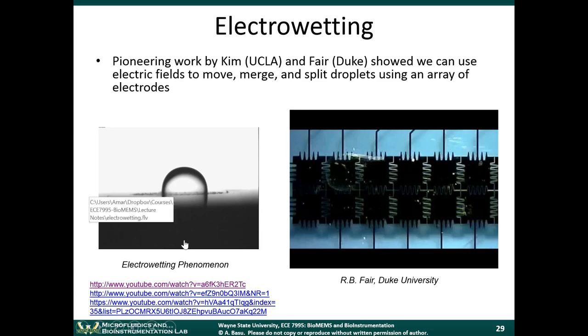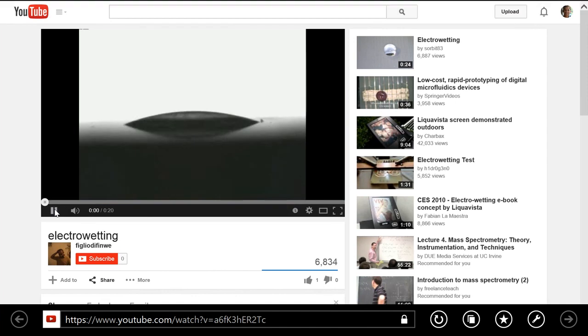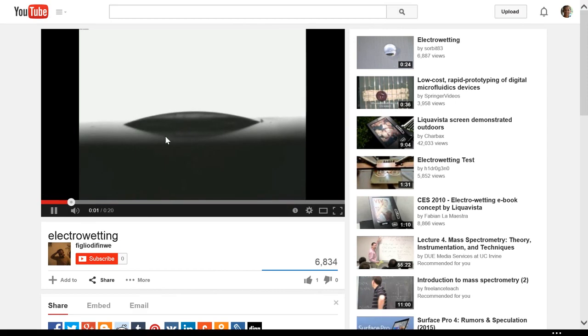The video that you just saw was an example of where we're changing, let's watch it again. We're changing the voltage on the surface, and so that's changing the contact angle here. And because the surface tension effects are so significant, it can actually cause the droplet to change shape and move.